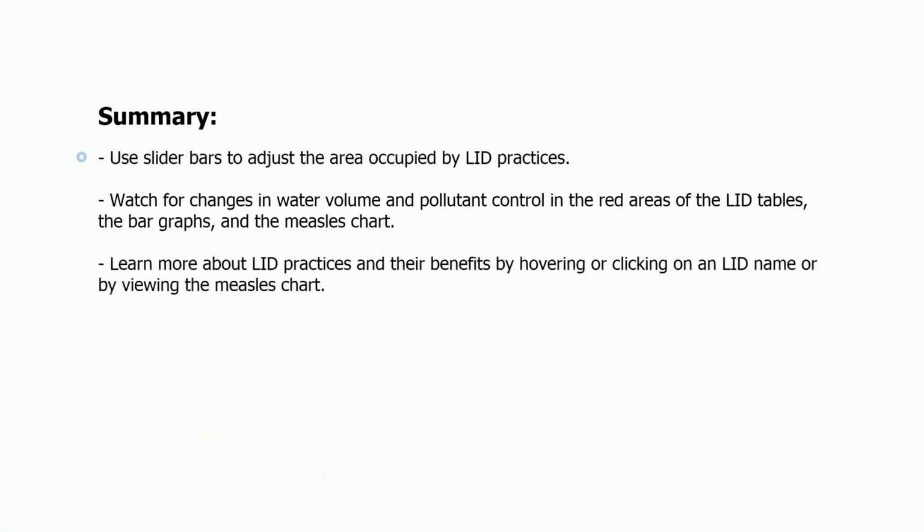To summarize, you can use the sliding bars to adjust the area occupied by certain LID practices. You want to watch for changes in water volume and pollutant load control in the red areas of the LID tables, as well as the bar graphs and the measles chart on the right side of the setup page. You can learn more about LID practices and their benefits by hovering or clicking on an LID name, or by looking at the measles chart in the bottom right hand.